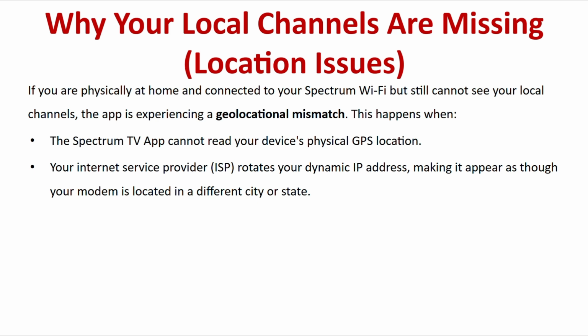Why your local channels are missing: location issues. If you are physically at home and connected to your Spectrum Wi-Fi but still cannot see your local channels, the app is experiencing a geolocation mismatch. This happens when the Spectrum TV app cannot read your device's physical GPS location. Your internet service provider, ISP, rotates your dynamic IP address, making it appear as though your modem is located in a different city or state.